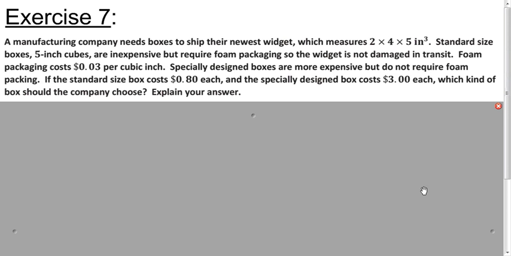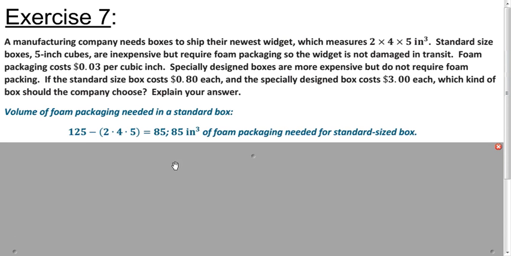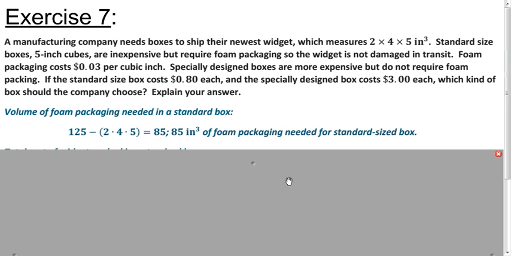And finally, we have one more application of volume and density. So try to solve this problem. Figure out which of the boxes is more cost effective, and then I'll show you my solution. For the first one, for the 5-inch cube, we have to figure out the volume of the cube and subtract the volume of the widget. And so we do that, and we get 85 cubic inches of foam packaging is what we need to buy.